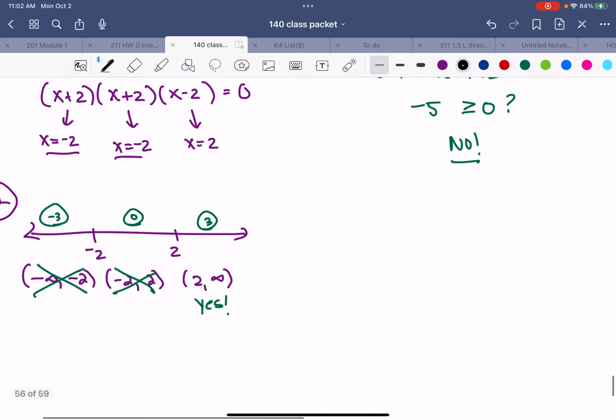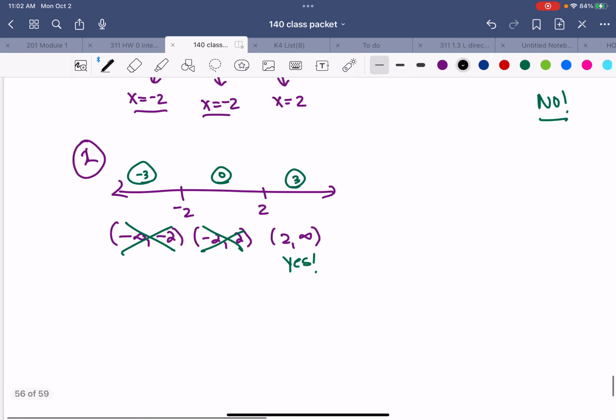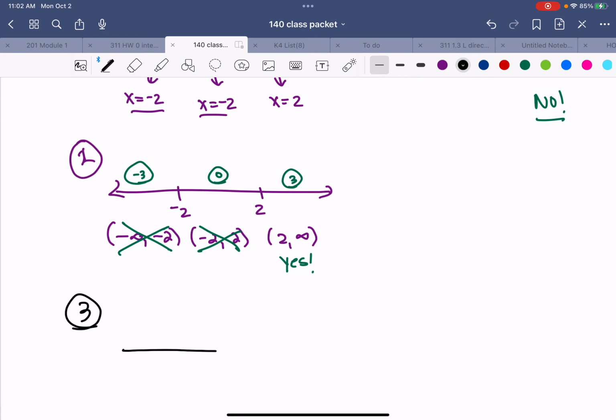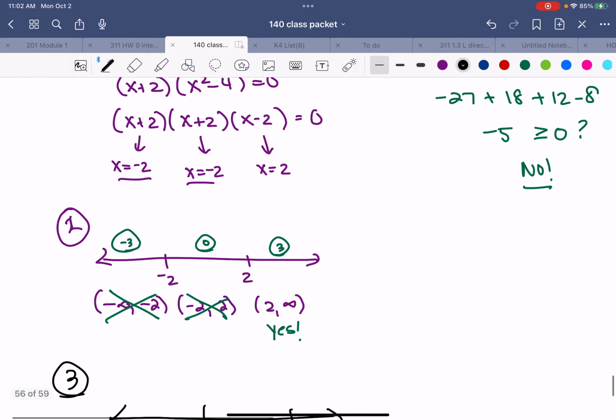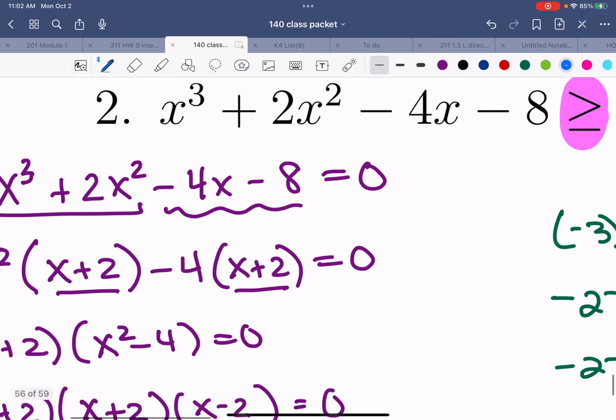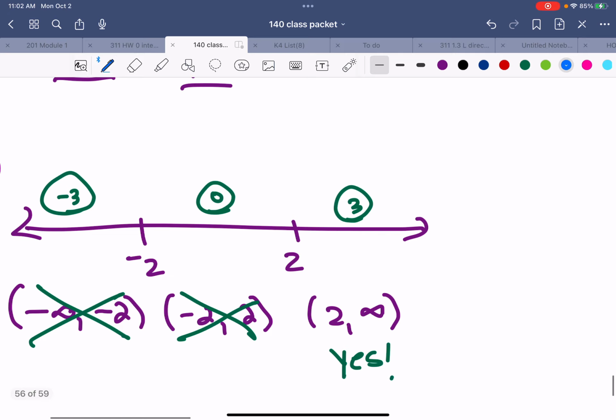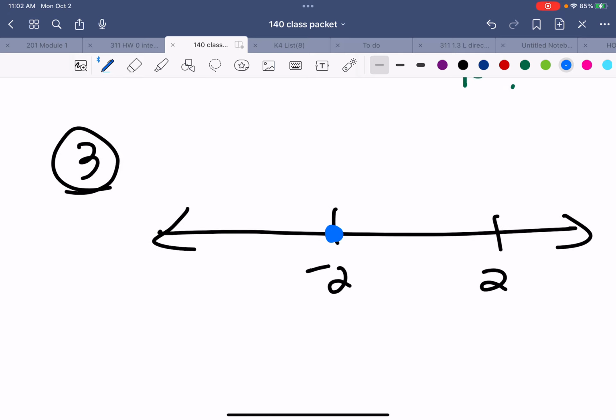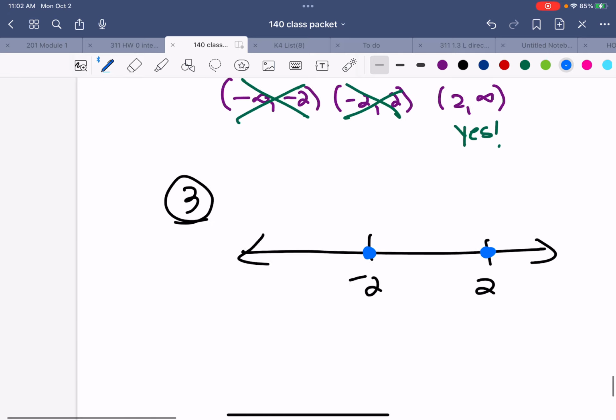All right, so now we want to think about drawing our answer. So part 3 is giving our answer. So our number line, we've got -2 and 2. So let's start with our endpoints. If I go back up to my inequality, this is an or equal to. So both of those numbers are going to work, right? My endpoints count. So yes to this point, yes to this point.